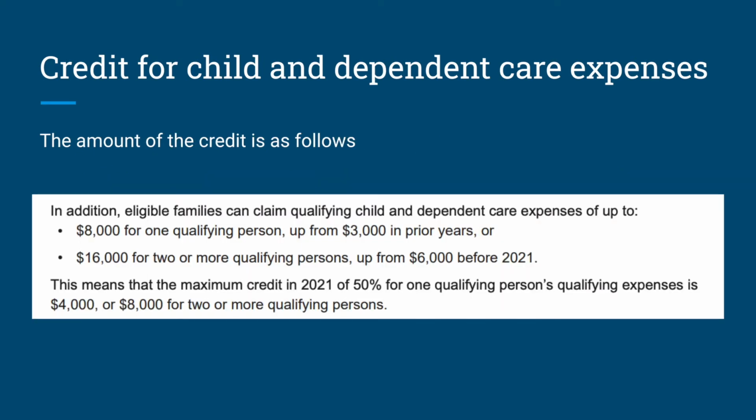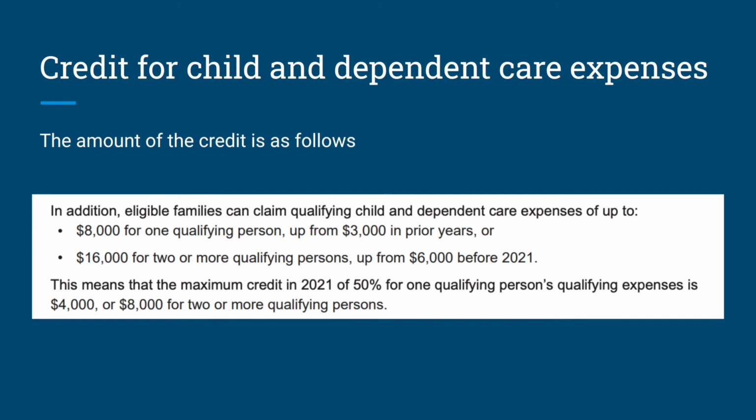And so here's some more information on how to calculate what the amount of the credit is. Basically what this says is that eligible families can claim qualifying child and dependent care expenses up to $8,000 for one qualifying person, up from $3,000 in prior years, or $16,000 for two or more qualifying persons, up from $6,000 for 2021. This means that the maximum credit in 2021 of 50% for one qualifying person's expenses is $4,000 or $8,000 for two or more qualifying persons.